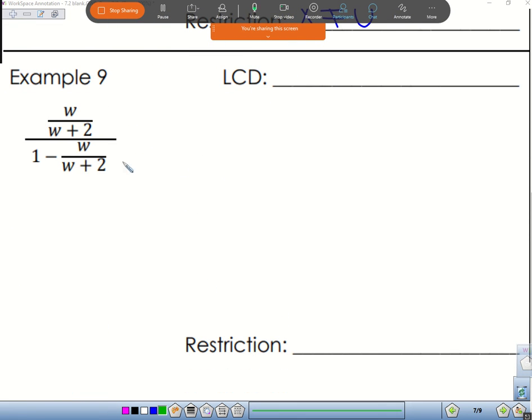Well, don't worry about the 1. Do these denominators have a factor in common? Yes, so the LCD is just whatever it is, which is W plus 2. Now we're going to multiply the top and the bottom by W plus 2. You can put the 1 over 1 if it helps you, that's always fine. So basically we're going to multiply the numerator of each of these fractions by W plus 2, okay?